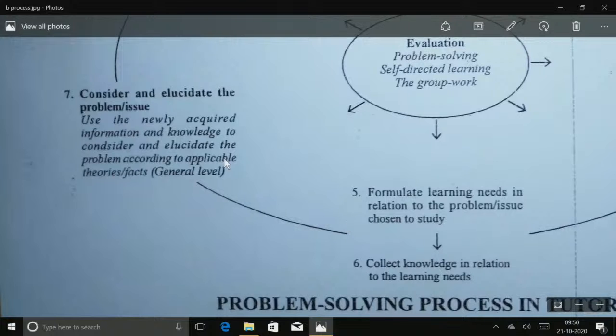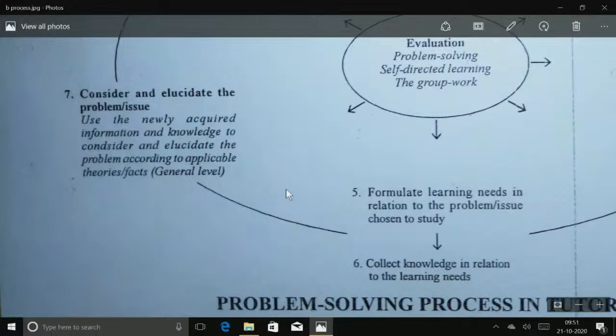Seventh step, consider and elucidate the problem or issue. Use the newly acquired information. That means once you reach the particular resource material, you will get some idea about that particular topic. The scenario I will be showing you shortly. So once you know what the problem areas are and you gain some idea about that from the resource material, then use this newly acquired information and knowledge to consider and elucidate the problem according to applicable theories or facts. So this is at the general level. So you will be applying the newly acquired knowledge.